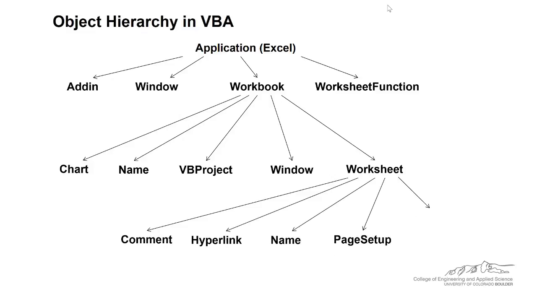If we zoom in on the worksheet object, it has sub-objects. It's got a comment. There are hyperlinks. You can have names on a worksheet, obviously. It has to be named. The page setup. And one of the most common is the range object.